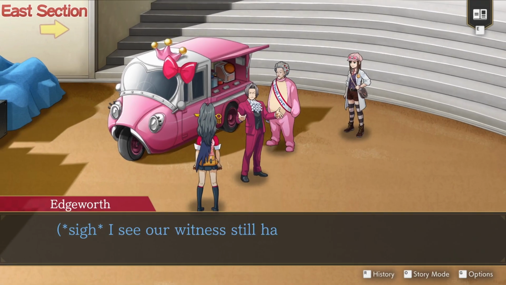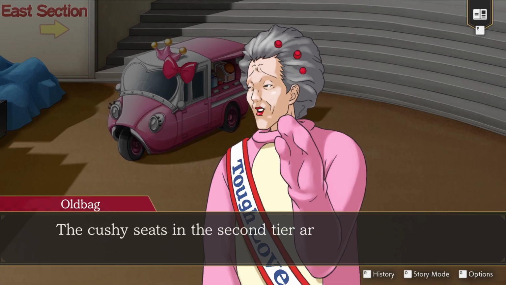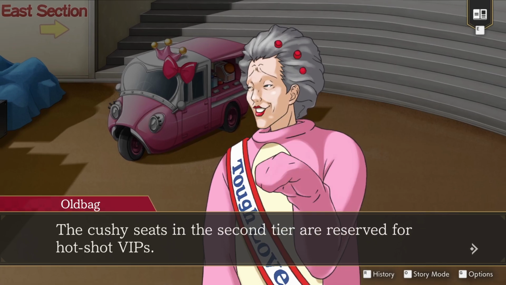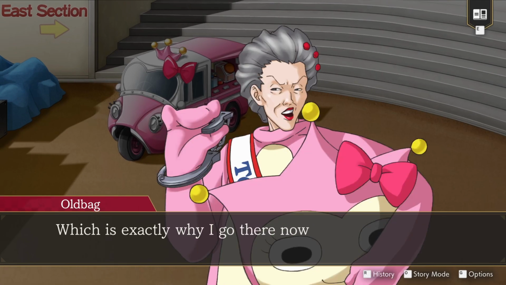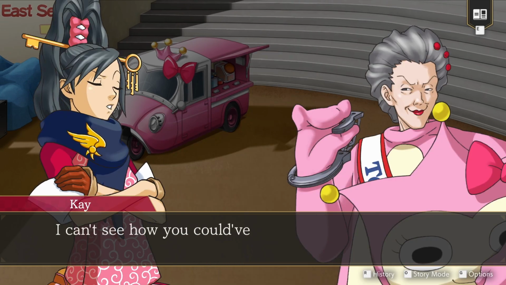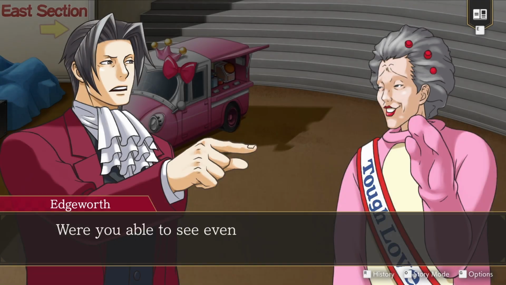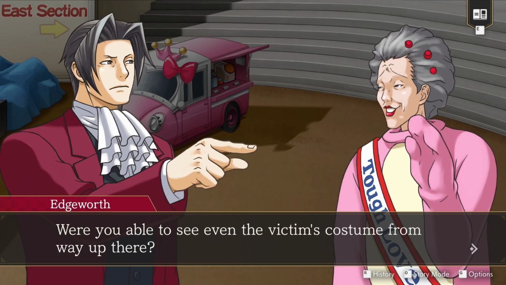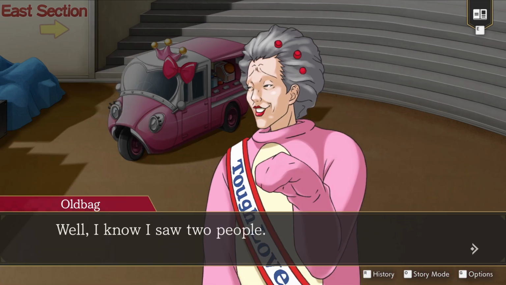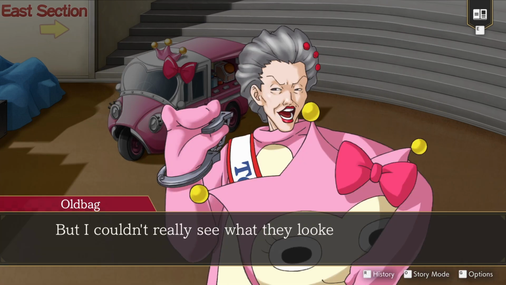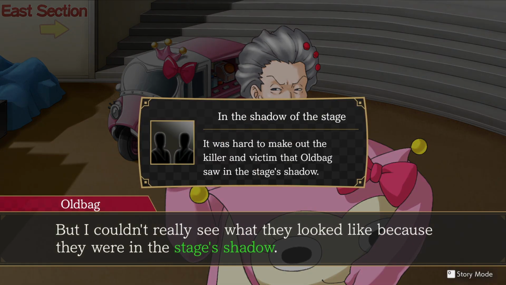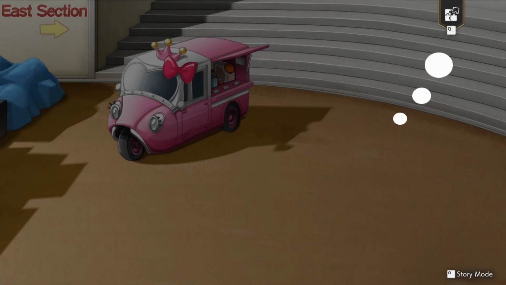I see our witness still has his screw loose. In a metaphorical sense. The cushy seats in the second tier are reserved for hotshot VIPs, which is exactly why I go there now and again to take a nap. I can't see how you could have gotten a good look from there. It's so high up. Were you able to see even the victim's costume from way up there? Well, I know I saw two people, but I couldn't really see what they looked like because they were in the stage's shadow. Oh, so this was before it was taken down.